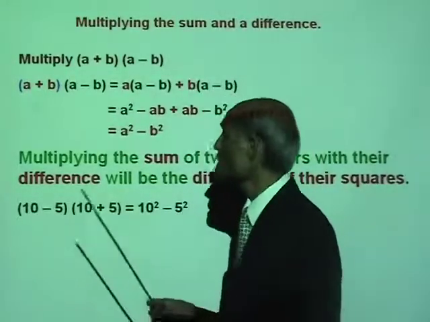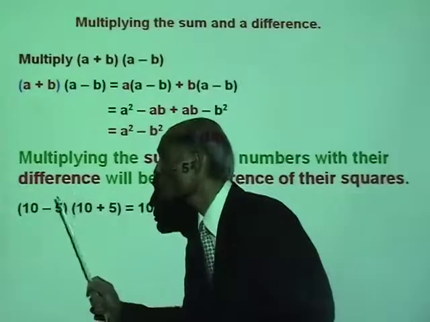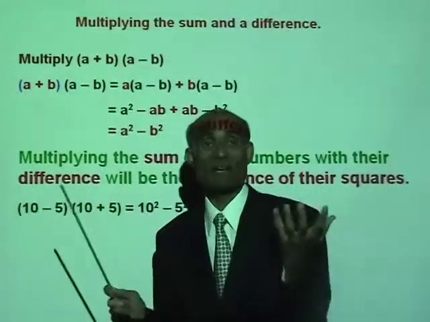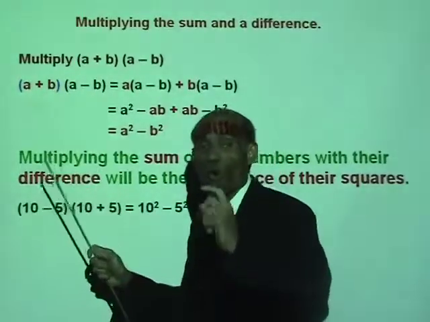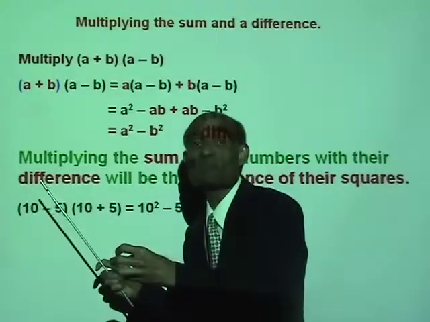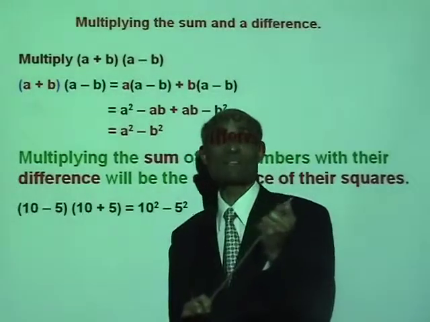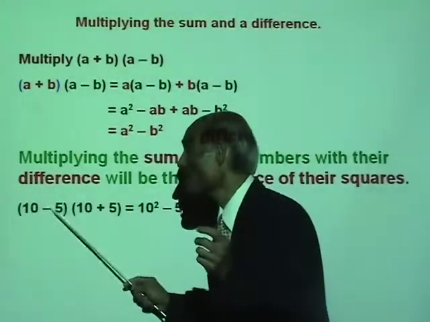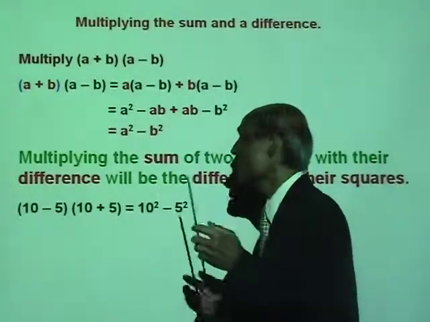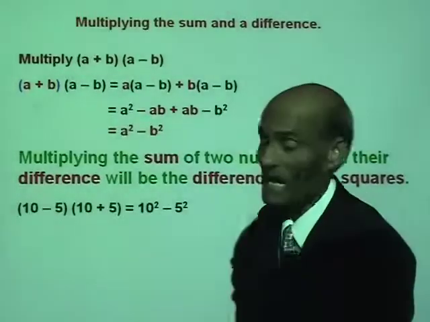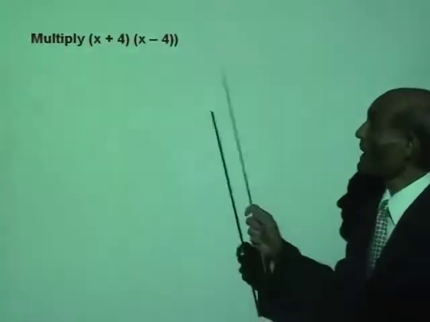Now, watch the way I wrote it. It doesn't matter whether I write the sum first or the difference first. It can be a plus b times a minus b, or a minus b times a plus b. It makes no difference. The result will always be a squared minus b squared. So 10 minus 5 times 10 plus 5 is 10 squared minus 5 squared, and that of course is 75. We just saw that.